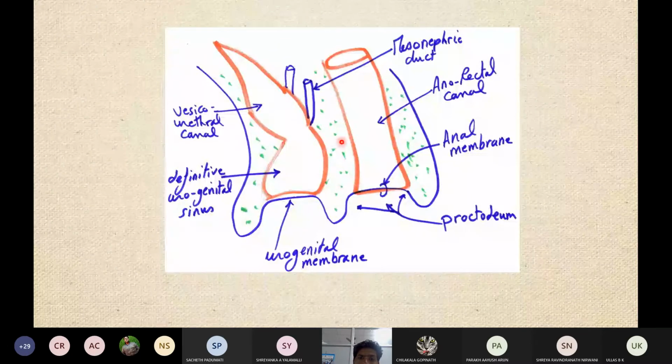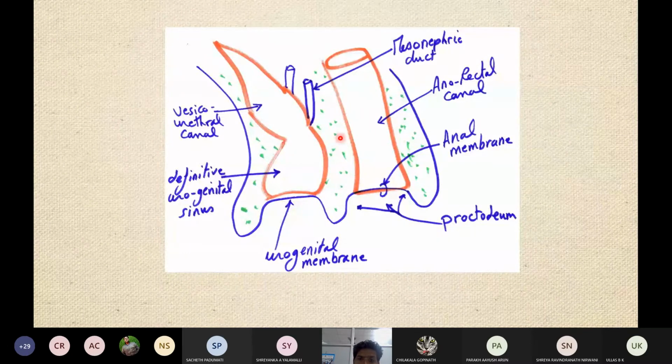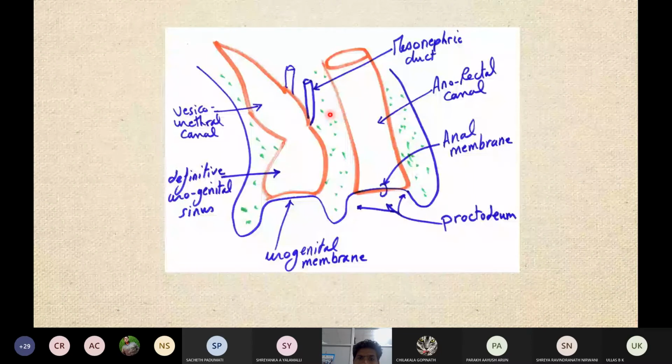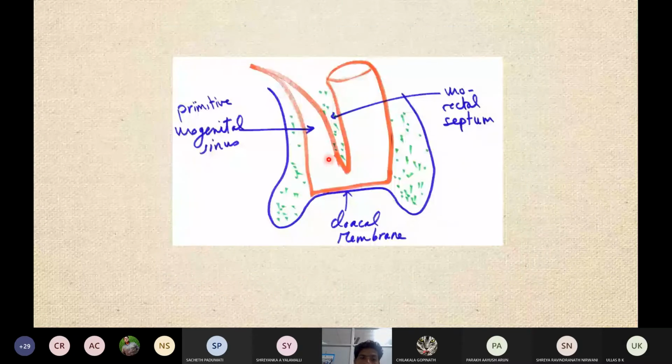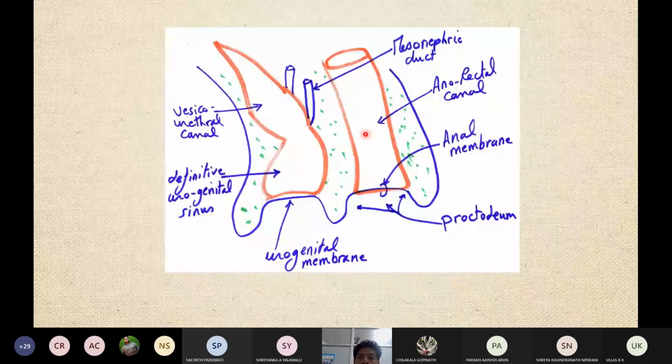By this way, a complete septum is formed here, the urogenital septum, and the dorsally situated primitive anorectal canal is separated from the definitive urogenital sinus. In the earlier case, we saw the primitive urogenital sinus and the anorectal sinus over here. Now, the definitive urogenital sinus and the anorectal canal is visible over here.